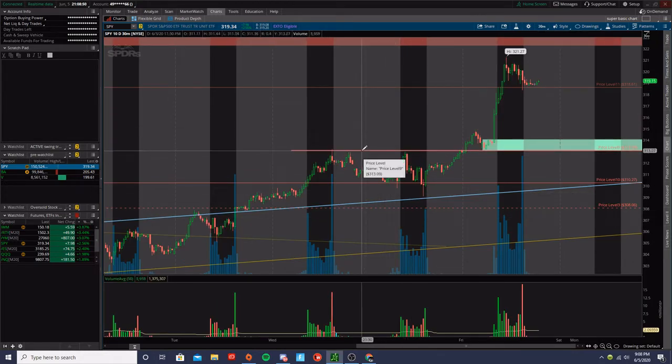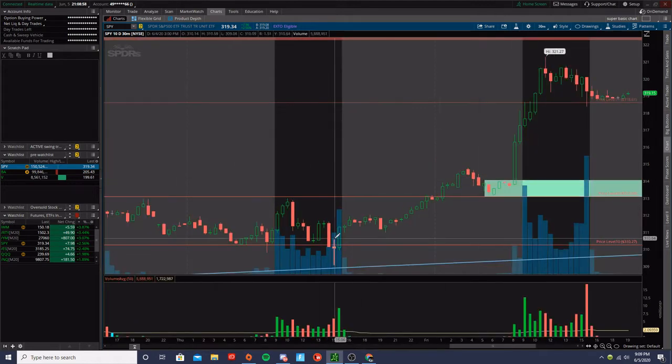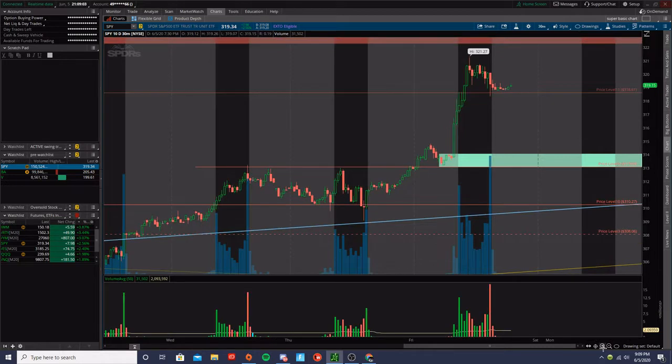We hit this little level of resistance at 313, came all the way down, and at the end of the day, we actually tested this trend line right here. We tested it, we made a nice lower wick down, and then we shot right back up, showing that people were buying it up.